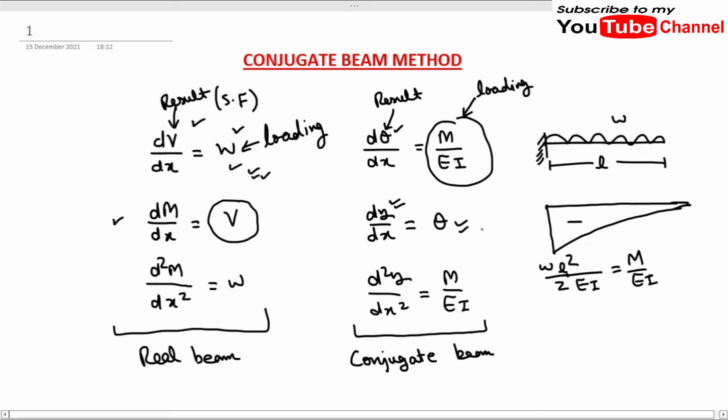So we are converting the loading, but we also have to change the support condition. In the real beam this loading will create deflection at some point and slope at some point, so in the conjugate beam we have to be consistent with those boundary conditions. The boundary conditions should remain the same in the conjugate beam and in the real beam. We will discuss how we do that. Before starting to understand how to convert the real beam into its conjugate beam, one thing I want to discuss is the real beam, or the original beam, and the conjugate beam.